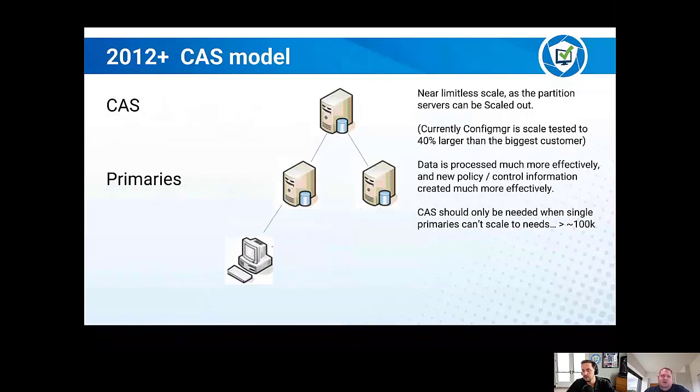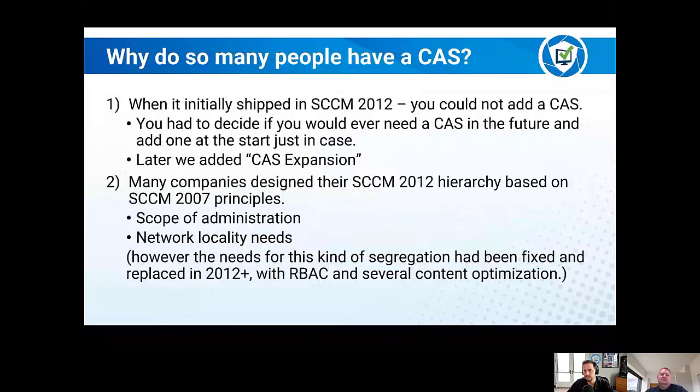That's the, I call it new, even though I guess now we're in 2022, so it's 10 years old, but the new model compared to the old model. Now, understanding this is important to understand why do so many people have CAS? Well, a lot of times when customers came from 2007 to 2012, when ConfigMan 2012 shipped, you couldn't add a CAS. The day that you installed 2012, you had to decide, do I need a CAS ever or never? And many customers coming from the old model of 2007 thought, okay, I'm gonna need something that looks like a central site, so I better install one now, just in case I grow into it or in case I need it, because there wasn't an option to add it.